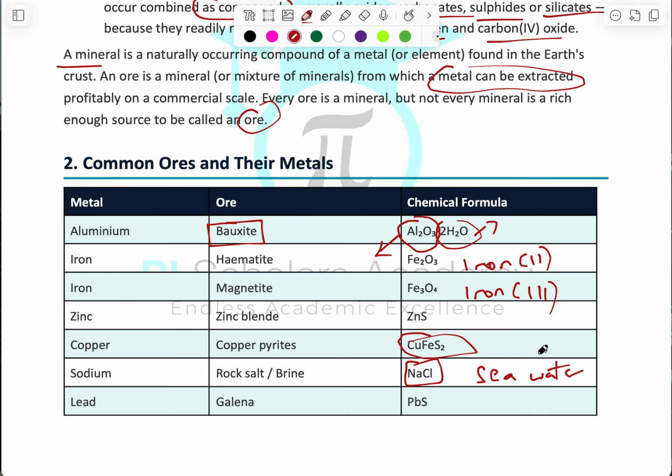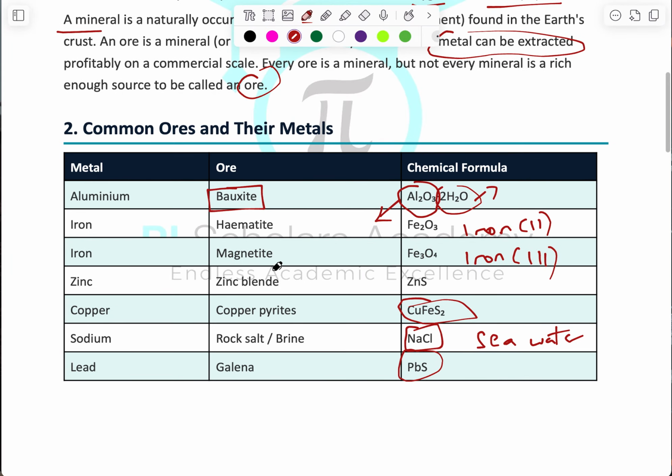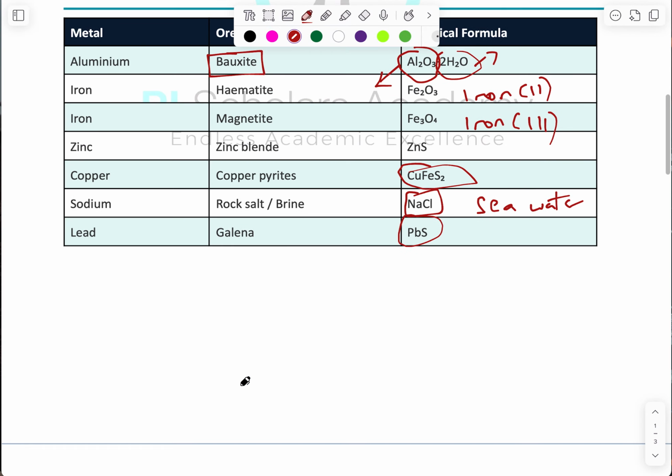So if you boil seawater now and you evaporate everything, then you get salt from there. From the salt, you can actually extract sodium. You can do the electrolysis to extract sodium. And we have lead. The ore of lead is galena, and that is lead sulfide. So you need to be familiar with all these things.